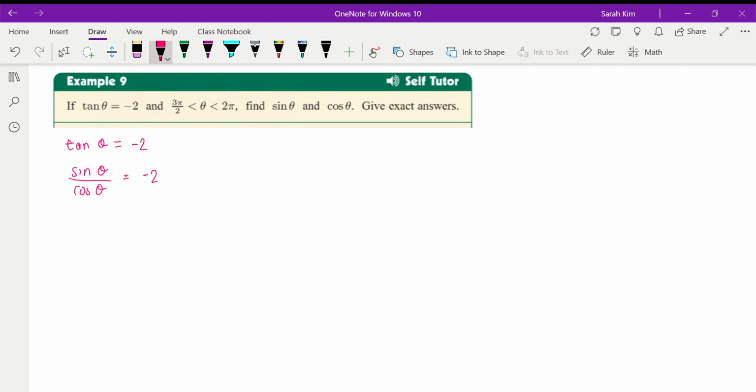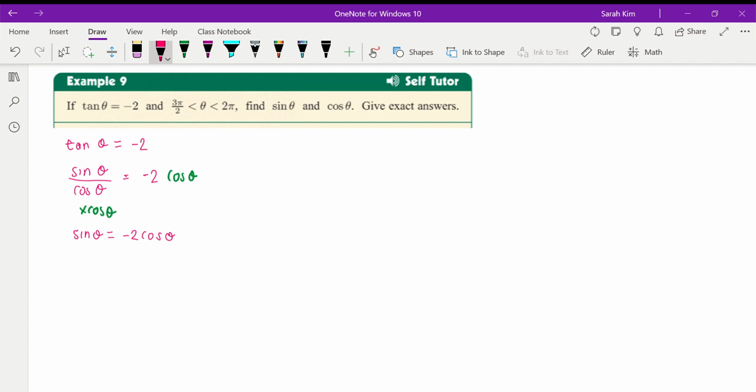Now if I rearrange this equation, I'm just going to get rid of the cos theta from this side. I should get sine theta equals minus 2 cos theta. So this is what I'll need to work with and solve to figure out the sine and cos. I can't figure it out because there's two thetas over here, so I need to get rid of one or rearrange it to solve the equation.